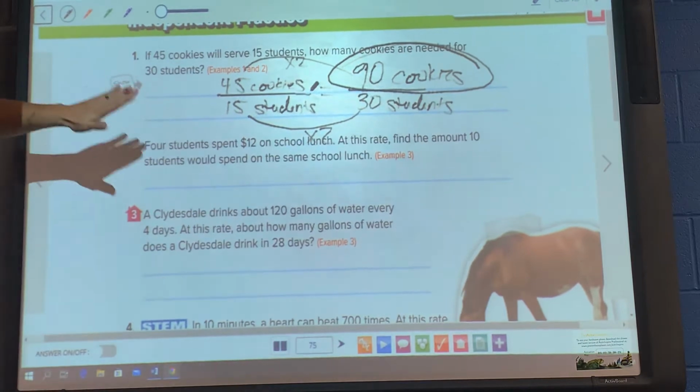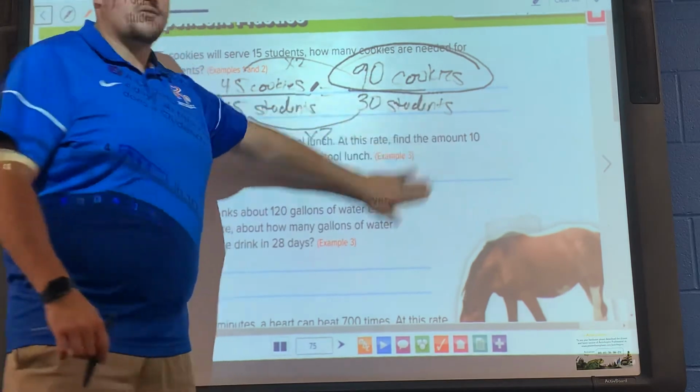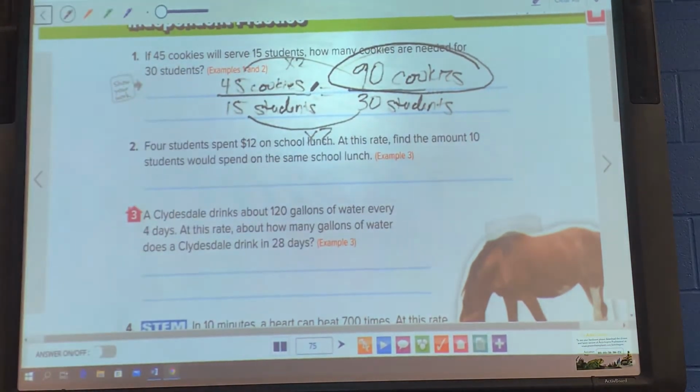So that's how you do it. Just set it up. That's why I'm telling you to label 15 students. That way we know the 30 students over here. If they would have told us cookies, we would have put cookies on top. But they gave us students, not cookies.